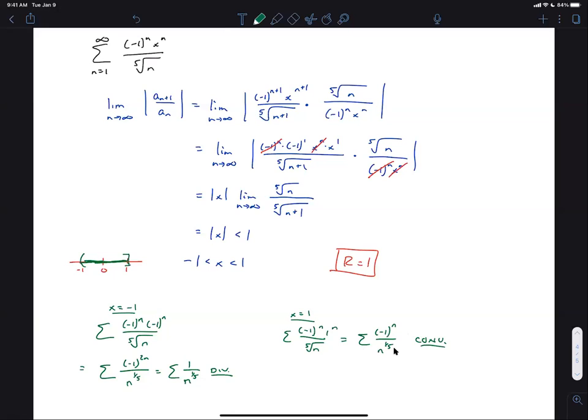Meaning this is the interval of convergence. And so the interval of convergence is -1, 1, where a parenthesis is on -1, and a bracket is on +1. Questions on that? You guys following that?